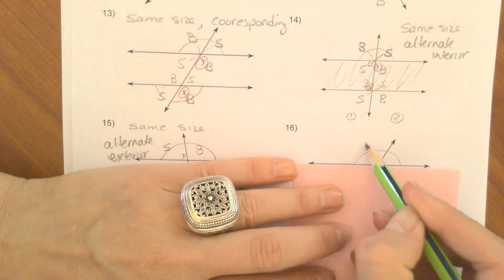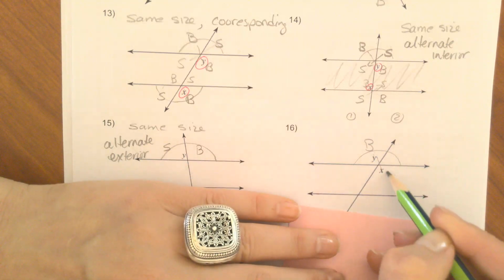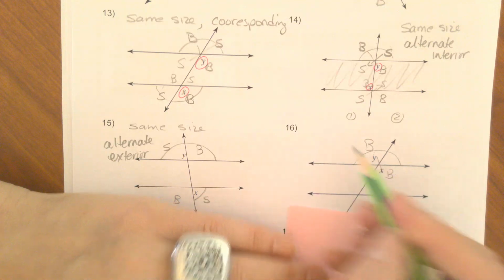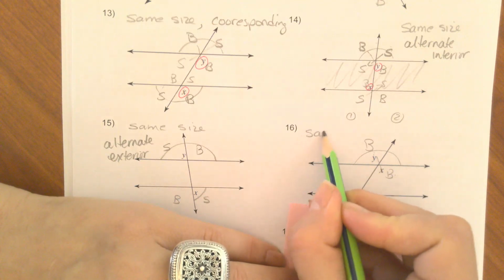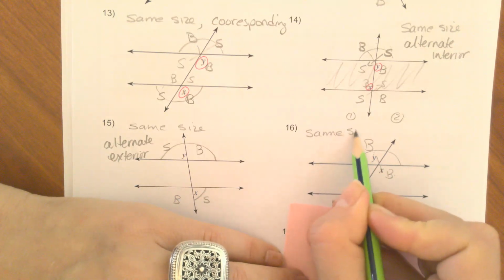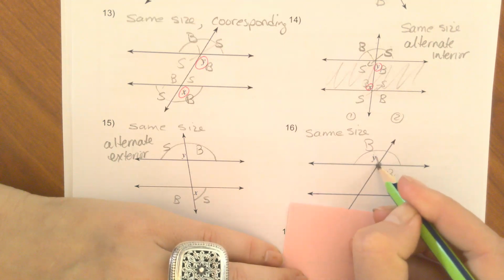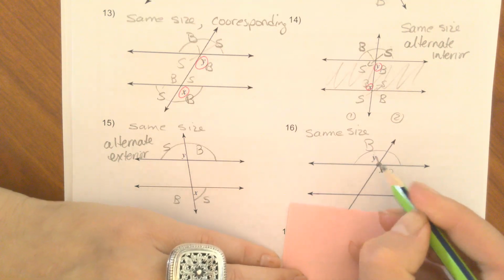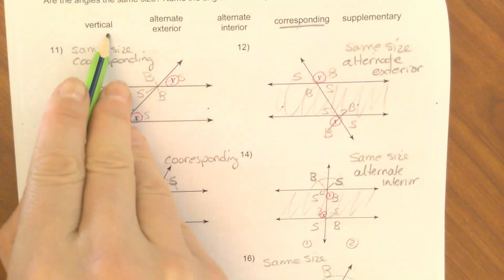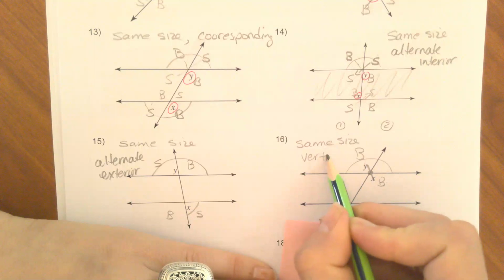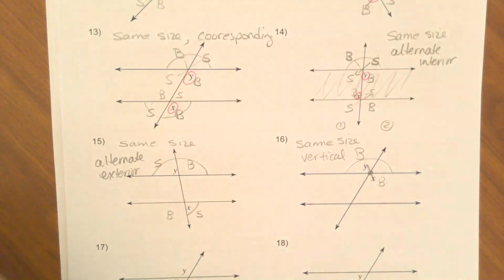Let's do 16. If I cover it, that looks big. Opposite is big. Are they the same size? Yep, because they're opposite. So same size. Okay. And when they're opposite but around the same point, we call them vertical. So these are vertical angles. So finish that for homework.